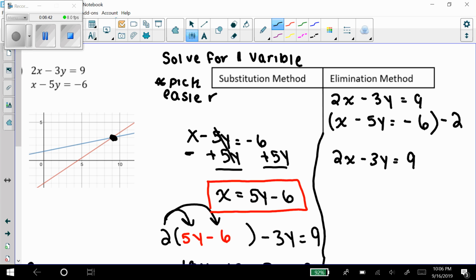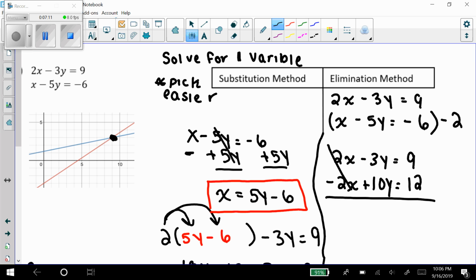So if I do that, I get negative 2x plus 10y equals 12. Now, because I'm using the elimination method, I did this on purpose. I picked a number that would allow me to eliminate my x variables. So 2 and negative 2 cancel with each other. So my x variable is gone for right now. I don't have to worry about it.